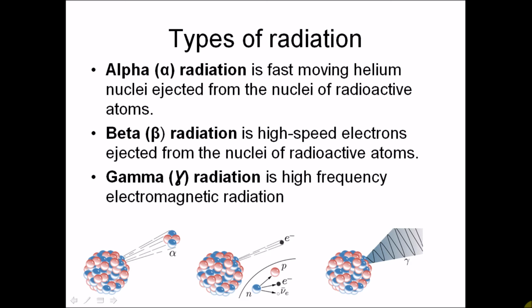Beta radiation is when a neutron splits to form a proton and an electron. The proton stays in the atom, but the electron gets ejected and is now called the beta particle. Gamma is just EM radiation, not a particle.